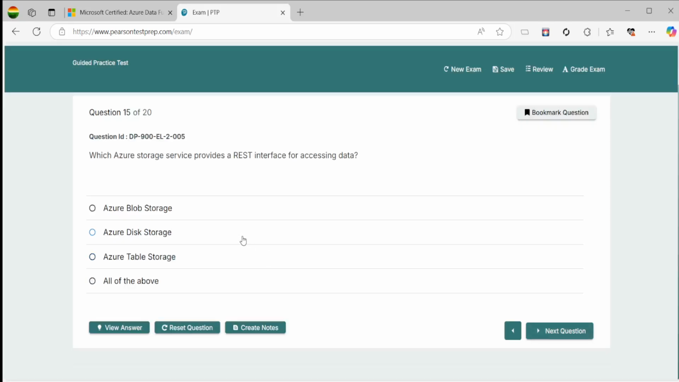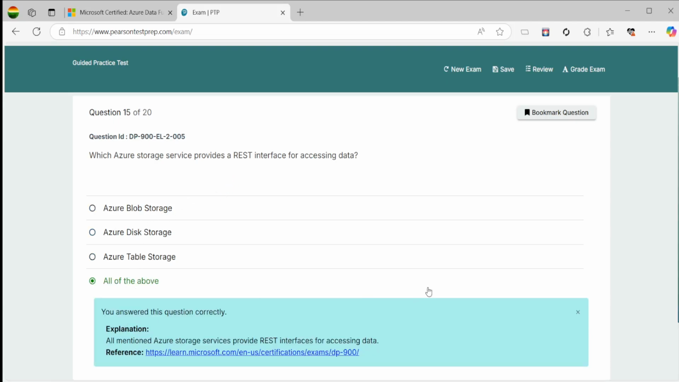Which Azure storage service provides a REST interface for accessing data? Azure Blob Storage, Azure Disk Storage, Azure Table Storage, or all of the above? Well, Azure Storage Service provides a REST interface for all of the above.